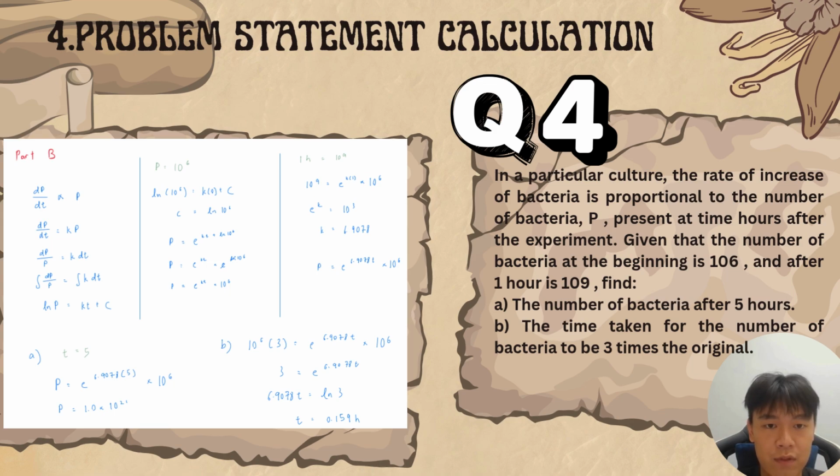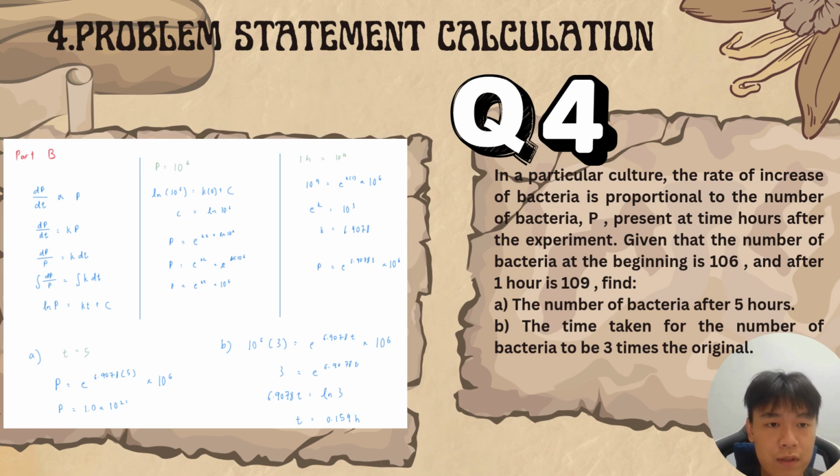After that, we move to step 2. The second hint is given already: P equals 10 power of 6. Given that the number of bacteria at the beginning is 10 power 6, we just sub P equals 10 power 6 into our equation. We get C equals ln 10 power 6. After that, we sub C into our first equation, so we get P equals e power kt times 10 power of 6.